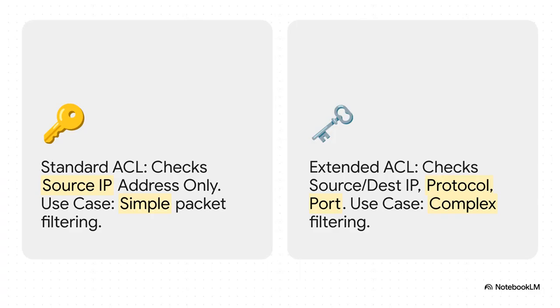And the difference between them is really all about detail. A standard ACL is simple. It only looks at one thing, where the traffic is coming from. That's it. It's like a bouncer just checking IDs from a certain city. But an extended ACL? Well, that's a full-on detective. It checks the source, the destination, the type of traffic, and even the specific service it's trying to get to.